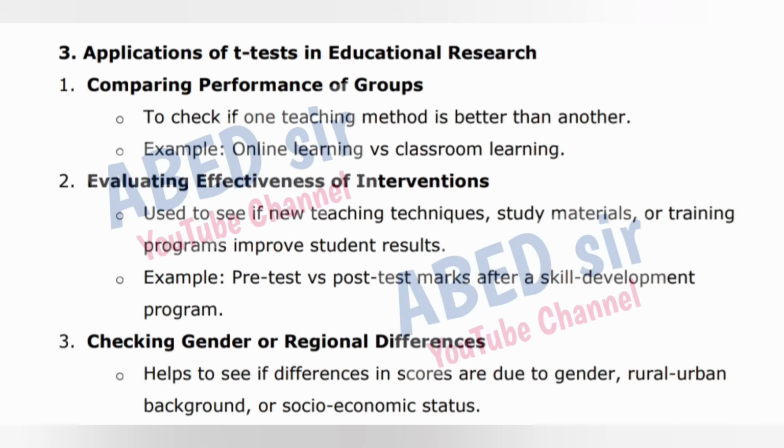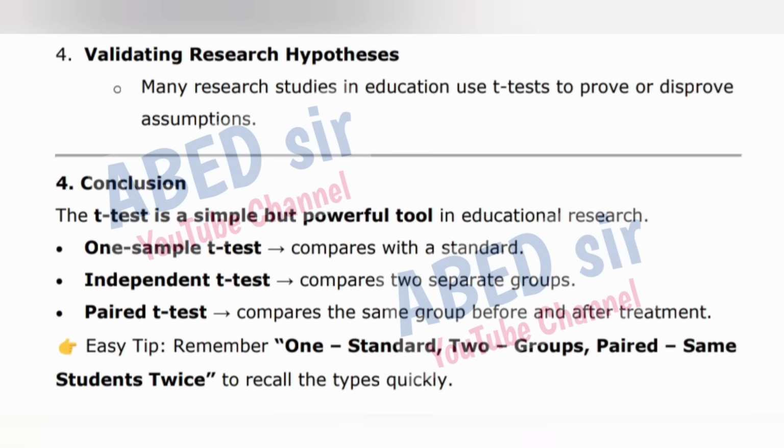3. Checking gender or regional differences. Helps to see if differences in scores are due to gender, rural-urban background, or socioeconomic status. 4. Validating research hypotheses. Many research studies in education use t-tests to prove or disprove assumptions. 4. Conclusion. The t-test is a simple but powerful tool in educational research.